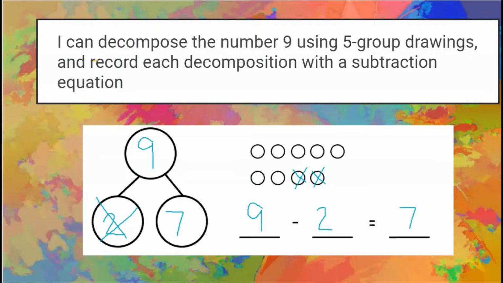Yesterday we switched back to subtraction within the numbers 9 and 10, and today we're going to focus just on 9. Our math thinking job is: I can decompose the number 9 using 5 group drawings and record each decomposition with a subtraction equation. We are breaking apart that number 9 using subtraction and 5 group drawings. So let's dive in to this work.